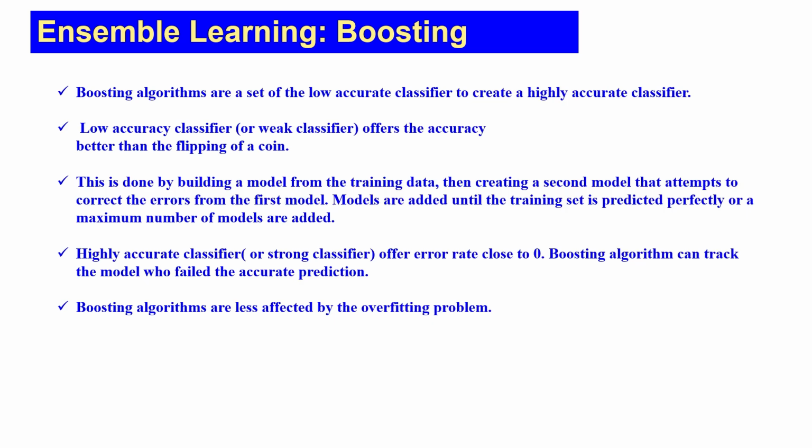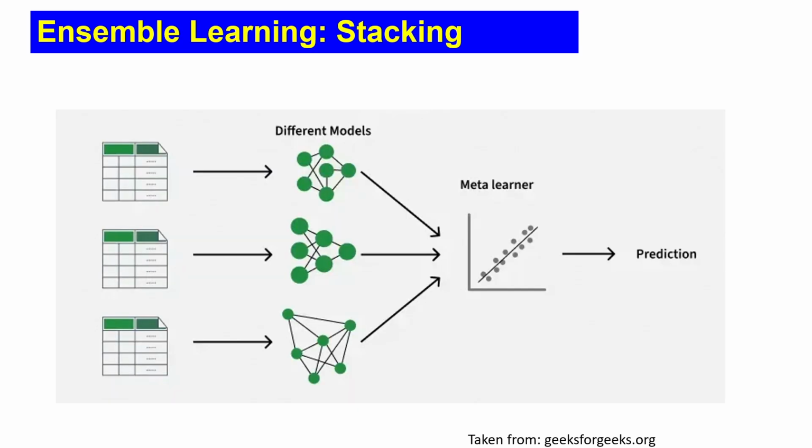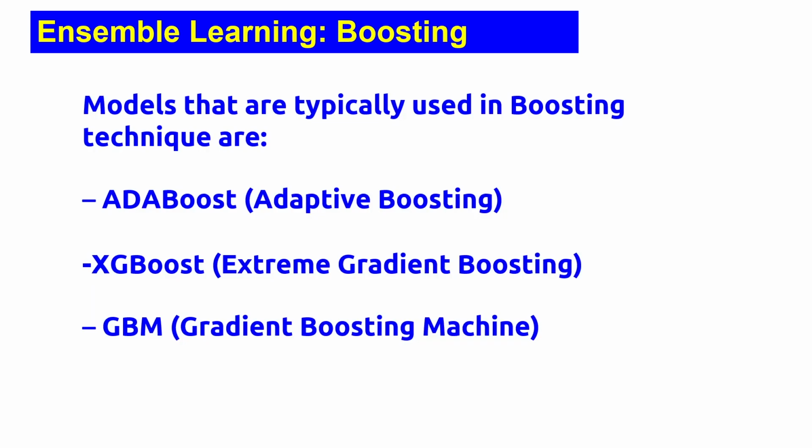So, boosting algorithms always use some weak or low accuracy classifiers to create a highly accurate classifier, or it can be any model actually, and this is done by building a model from training data, then creating a second model that attempts to correct the errors of the first model. These models are less affected by overfitting, remember this, which is very common in regression. Stacking is a little different: you have subsets of data, you can put different models and then you can combine these predictions in terms of a meta learner. That is the difference from boosting or bagging models.